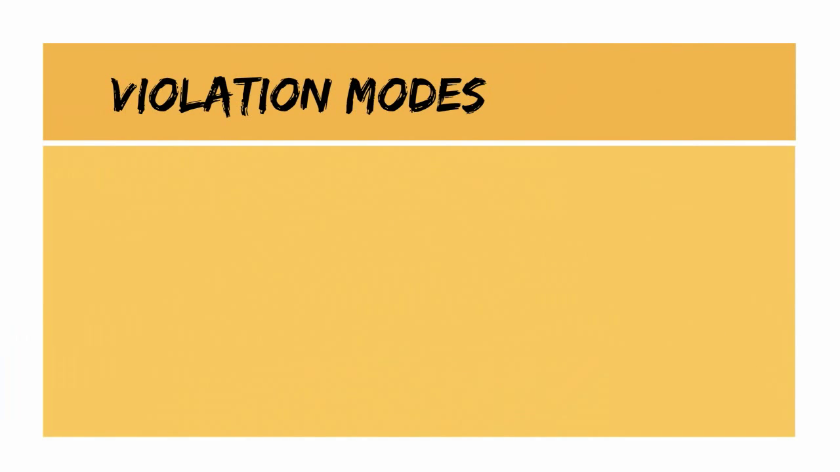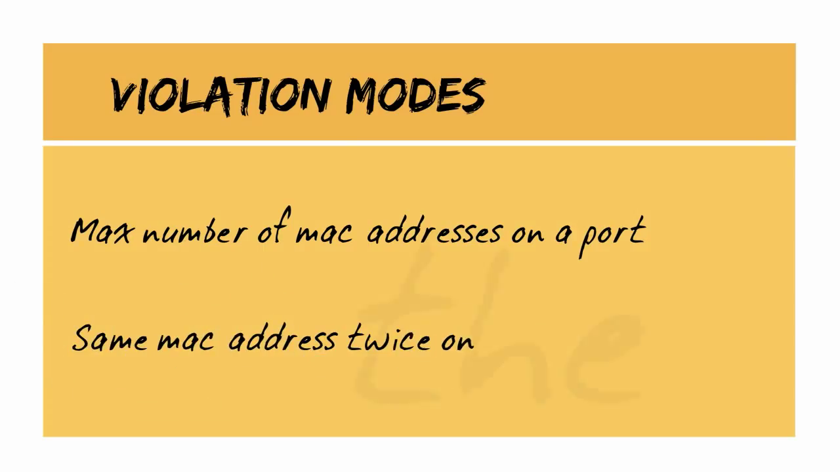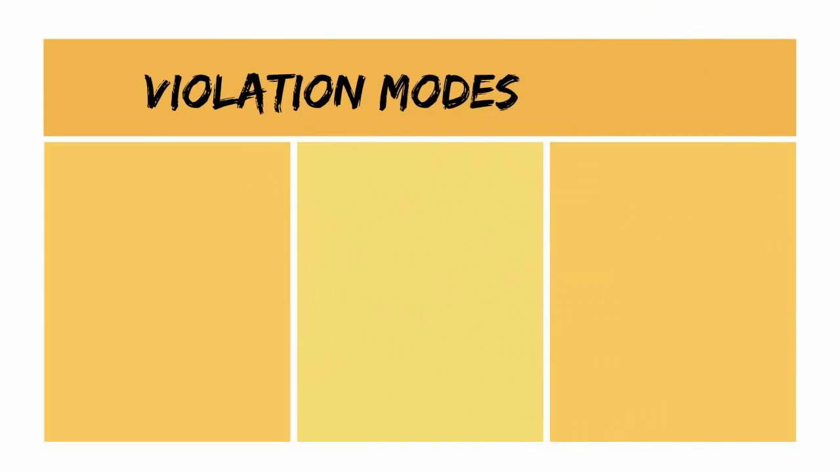Also related to this, there are violation modes. That's what happens when the maximum number of secure MAC addresses has been added to the address table, or when the same MAC address is seen twice on the same VLAN. There are three kinds of violation modes: protect, restrict, and shutdown, which is the default.